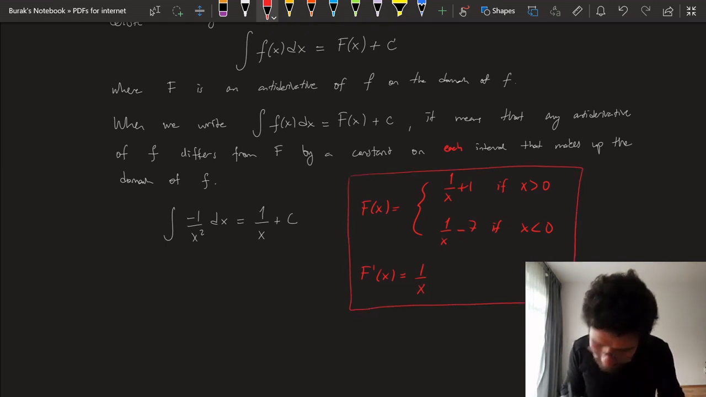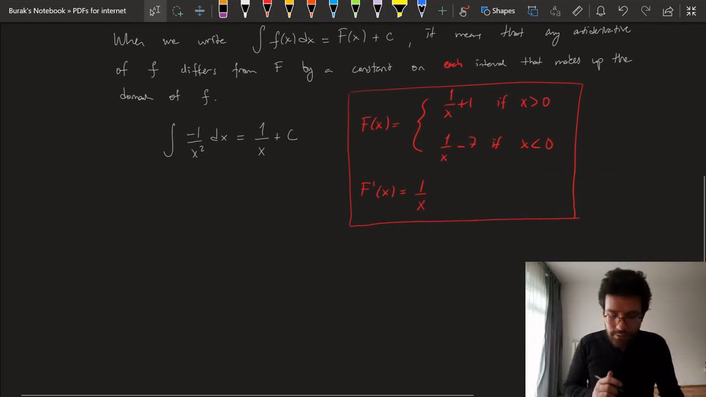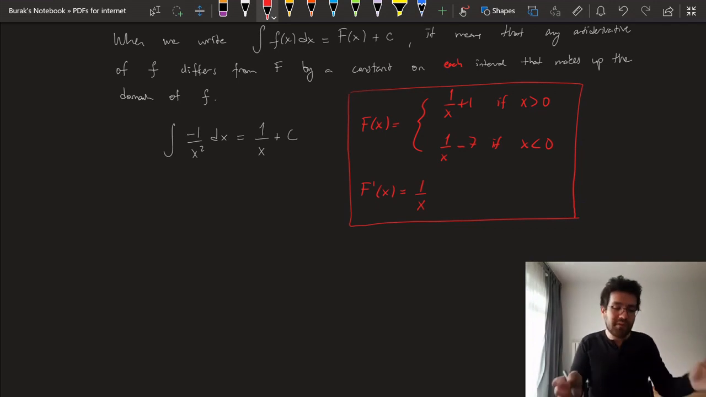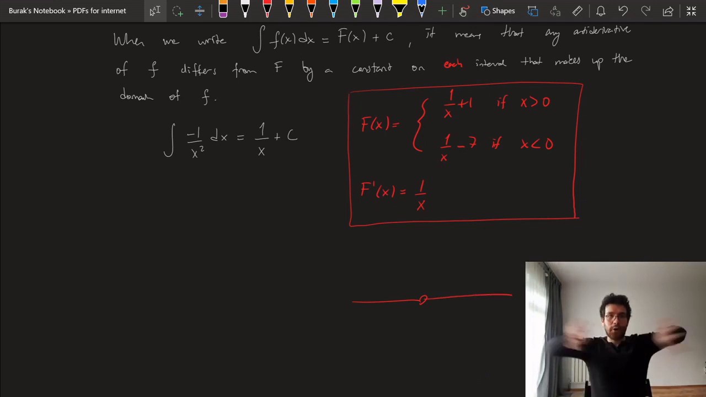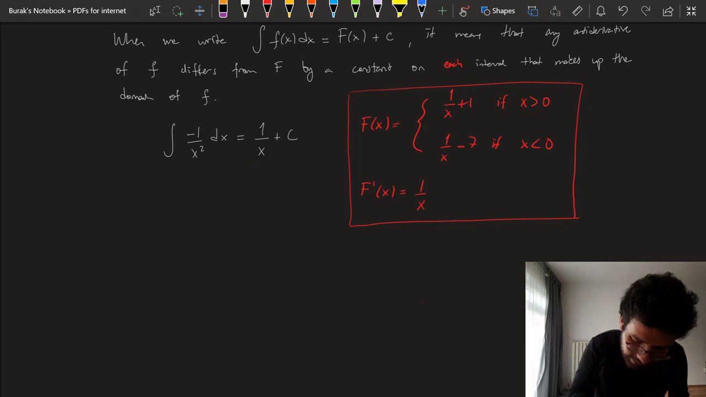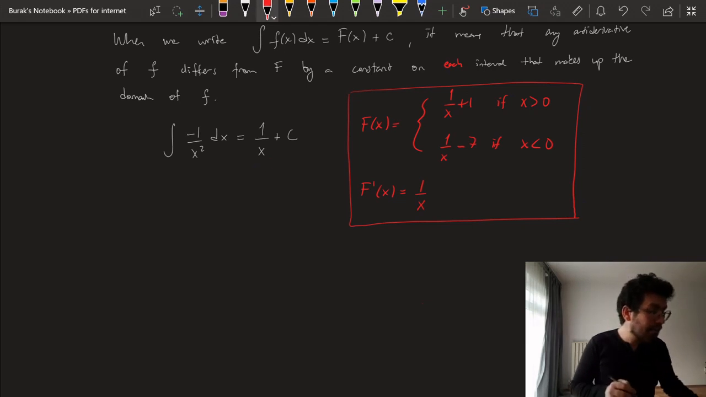So this is what I mean by an antiderivative of f differs from f by a constant on each interval that makes up the domain. You see over here that my domain consists of two open intervals, and on each interval this function big F looks like 1 over x. They differ by a constant, but on each different interval that constant might be different. So that's that.